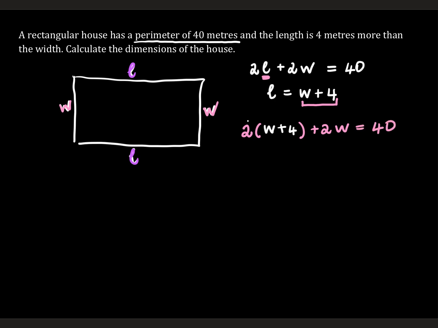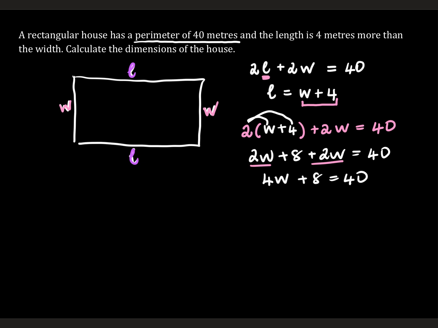What do I do next? Expand these brackets. 2w plus 8 plus 2w equals 40. Collect like terms, 2w and another 2w gives me 4w. 4w plus 8 equals 40. Take away 8. 4w equals 32, and divide by 4. And w equals 8. So the width is 8 metres.